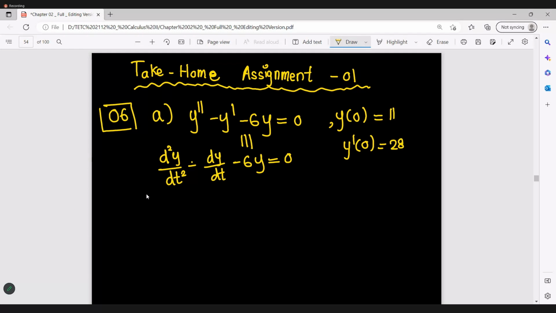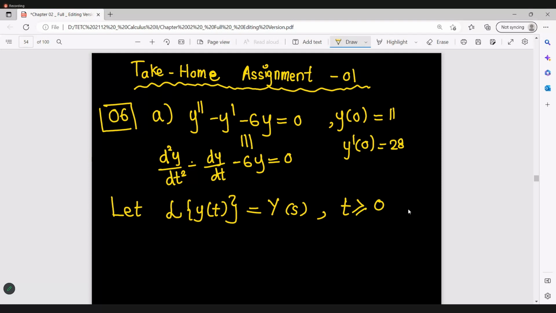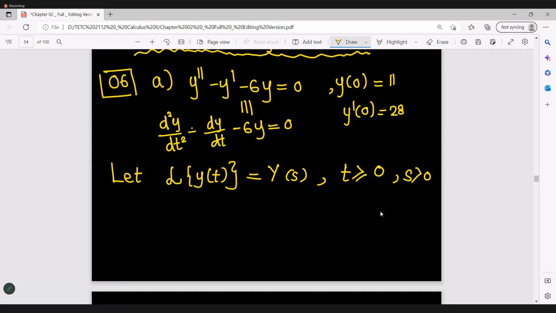So if we are asked to solve this type of ordinary differential equation using Laplace transform, the first thing we need to do is assume the answer of this problem is y of t. Then we define the Laplace transform of the answer y(t) as capital Y of s. Since we are dealing with time, t should be greater than or equal to 0 and s is also positive. Once we have defined this Laplace transform, we take the Laplace transform of both sides of this equation.